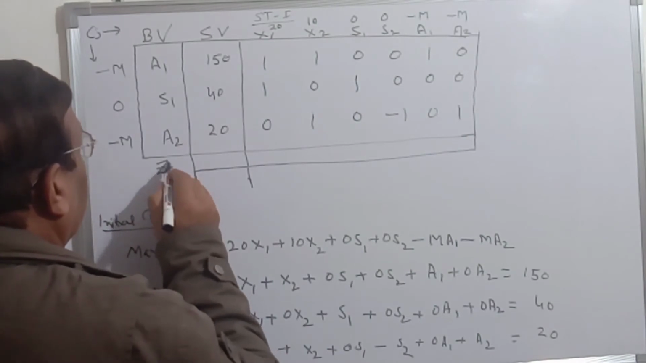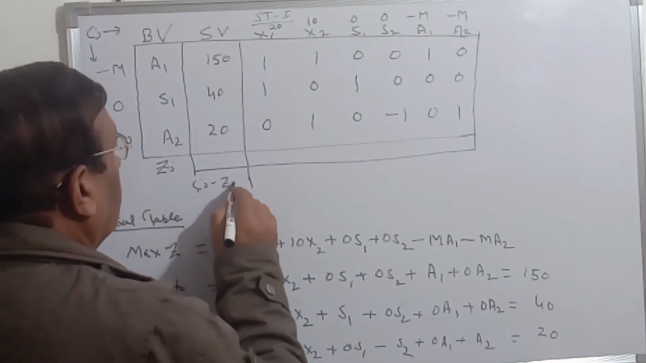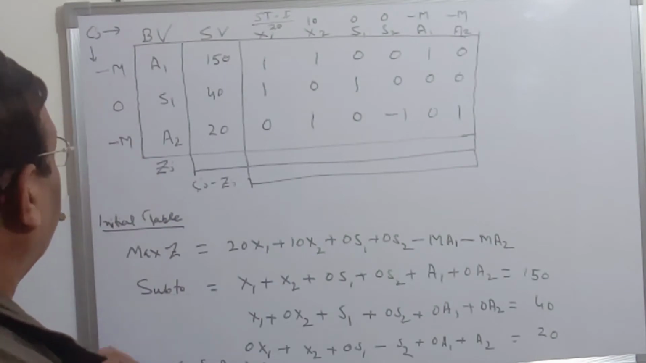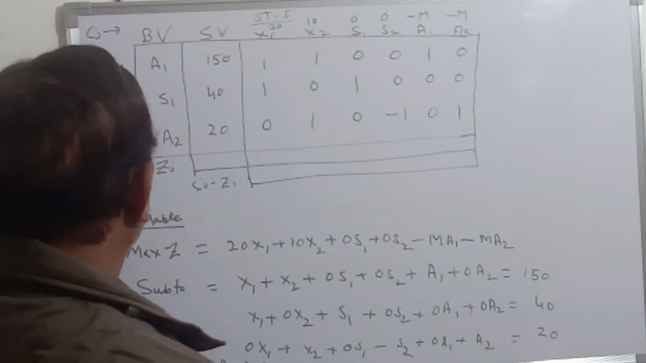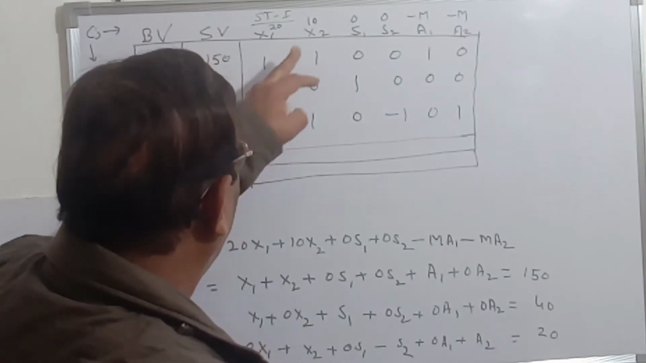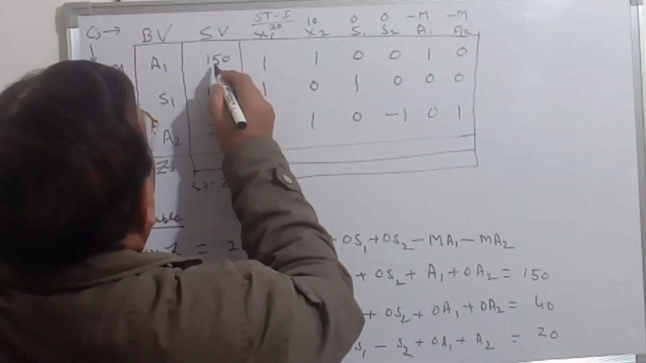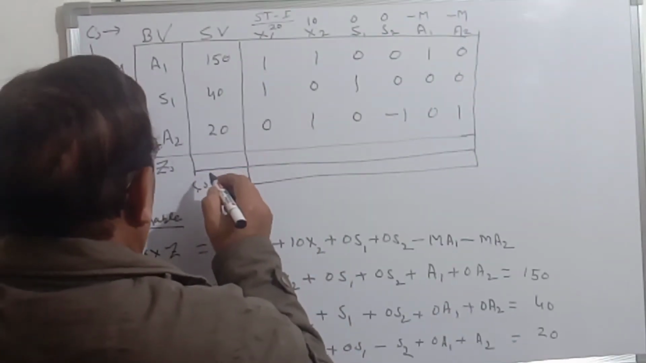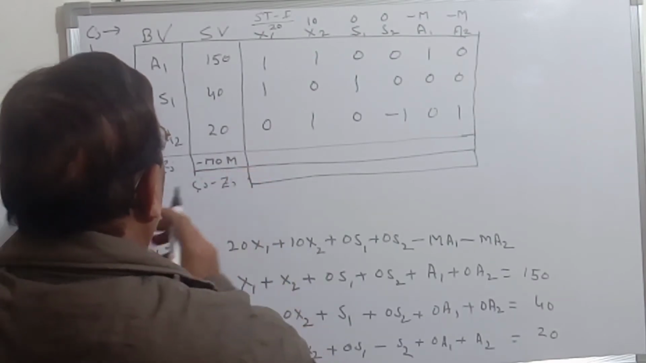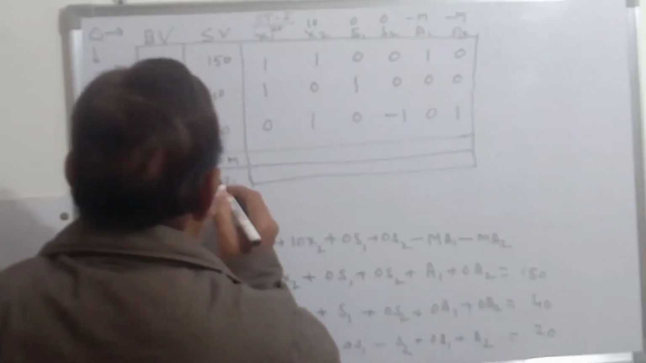ZJ, then CJ minus ZJ. For ZJ, multiply the CJ coefficients with the coefficients of the first column. Similarly with the second column, CJ minus M minus 150 minus 170 M, minus 170 M.